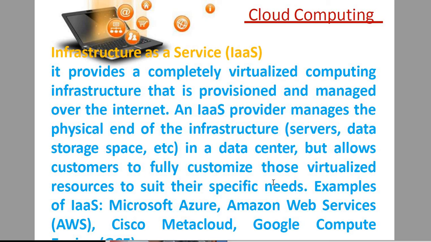It is provisioned and managed over the internet, and IaaS providers manage the physical end of the infrastructure: servers, data storage space, etc. If you need more according to your need, they increase the space. That's why it is called virtualized, but it allows customers to fully customize those virtualized resources to suit their specific needs. Some examples are Microsoft Azure, Amazon Web Services (AWS), Cisco Metacloud, and Google Compute Engine.